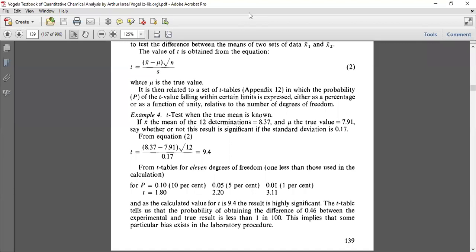Then shall we move towards the F-test? Yes, can we move further? Yes, sir. Okay, yes, sir. Fine.